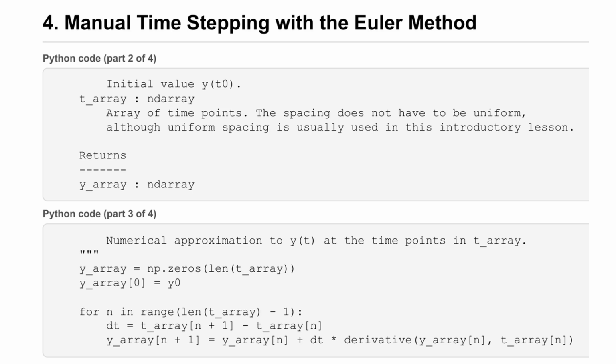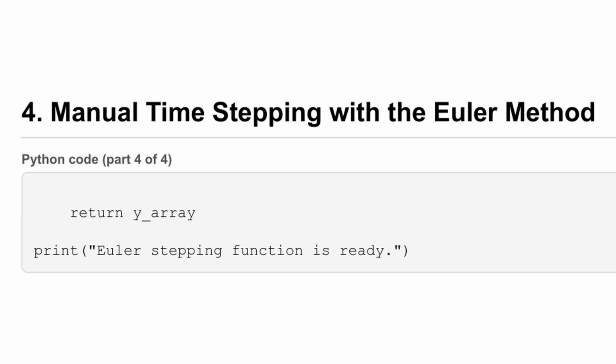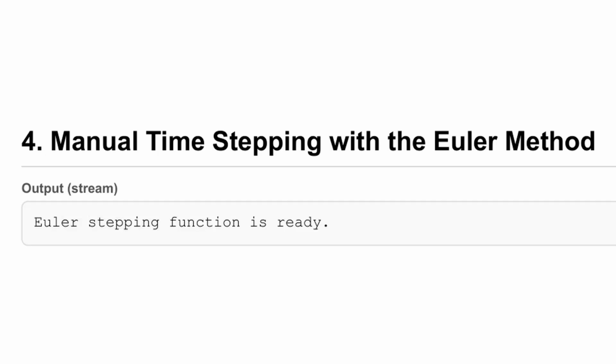We create an empty array to store our solution, set the initial value, and begin a loop that will march the system forward in time by multiplying the current rate of change by the time step. The code concludes our custom solver function by returning the completed array of values. This simple loop captures the fundamental idea behind all numerical ODE solvers. With the function successfully defined, our custom Euler stepper is now ready to use on a physical problem.